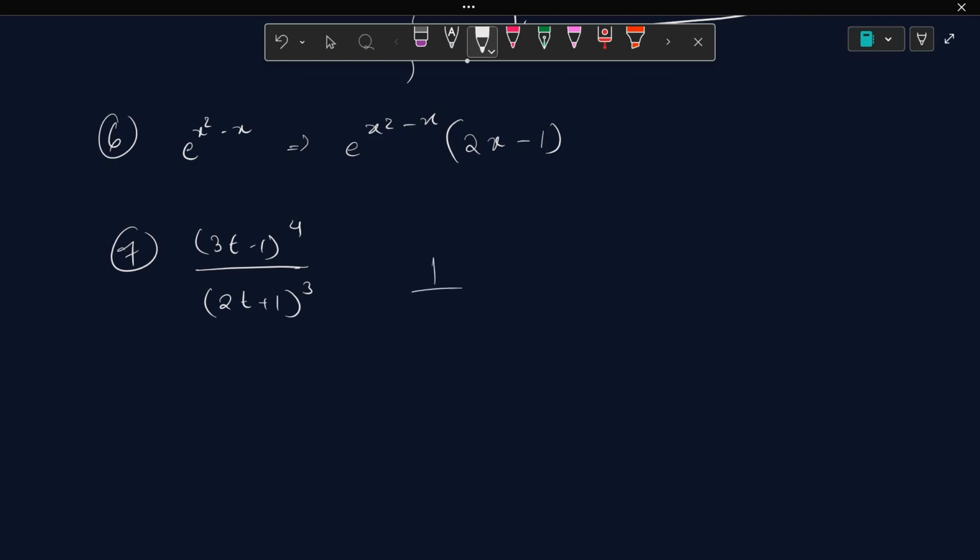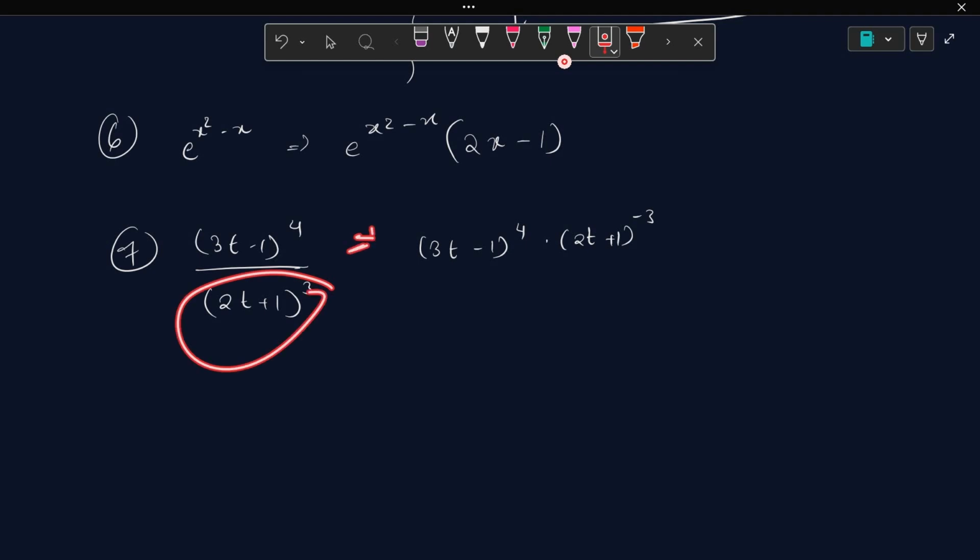Like I explained before, if you have something to the power of in the denominator, this is simply equivalent to x to the power of negative 3, right? So that is basically what you're going to apply over here: (3t - 1)^4 times (2t + 1)^(-3). So these expressions are basically equal to each other.